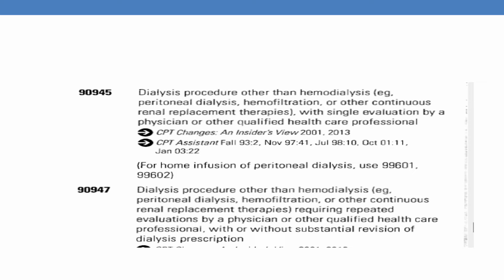Next, coming to dialysis procedures other than hemodialysis. As we have discussed earlier, for dialysis procedures other than hemodialysis, for example, peritoneal dialysis, hemofiltration or other continuous renal replacement therapies, with single evaluation by a physician or other qualified healthcare professional, the code is 90945, and for repeated evaluations, the code is 90947. And for home infusion of peritoneal dialysis, you need to use 99601 and 99602.